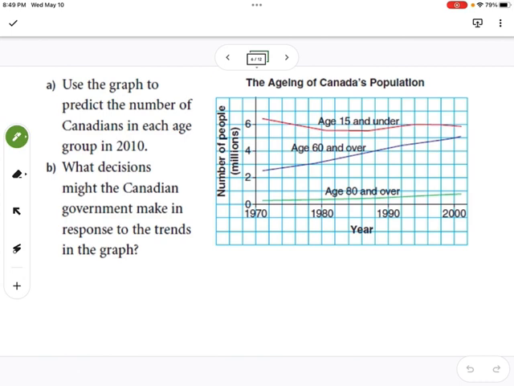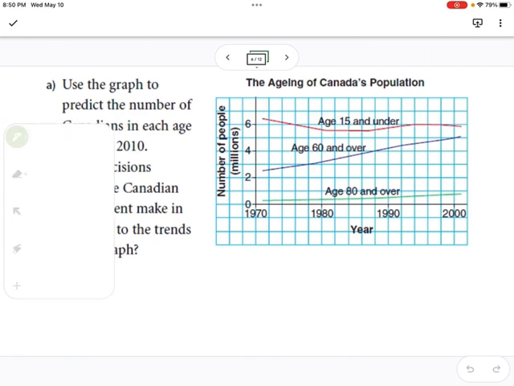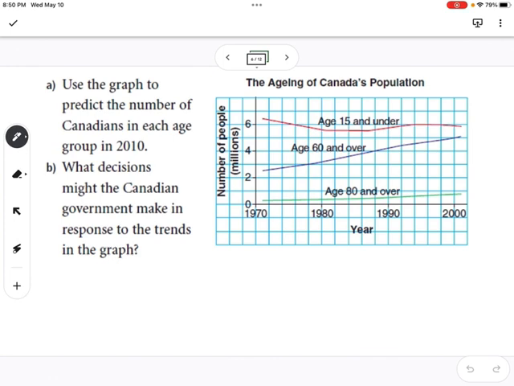Okay, so what we notice here along the bottom is our years. Our graph is only going to 2000. So we would need to continue the graph on and predict what it would be in 2010. Okay, so we want to look at the trajectory of each line. And because this is outside of our data, we can remember that we're going to be using extrapolation in order to get these answers.